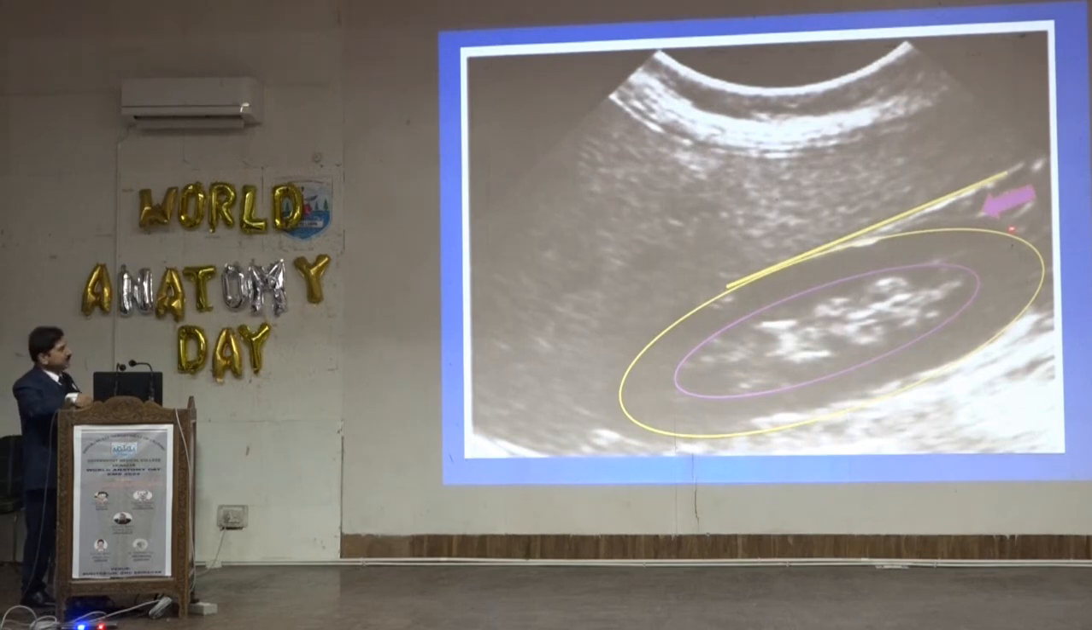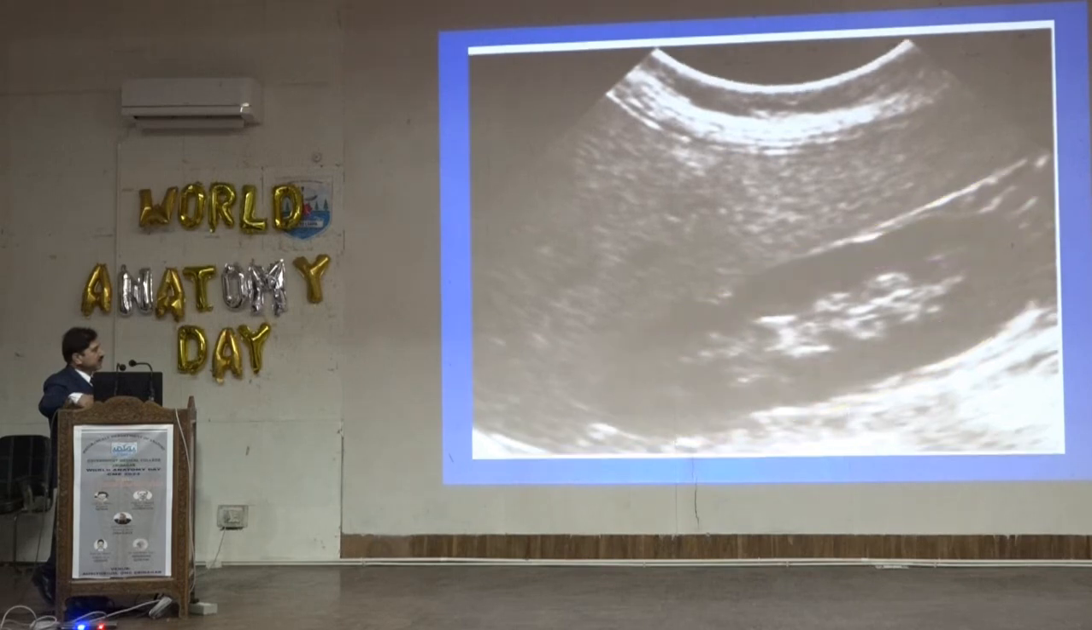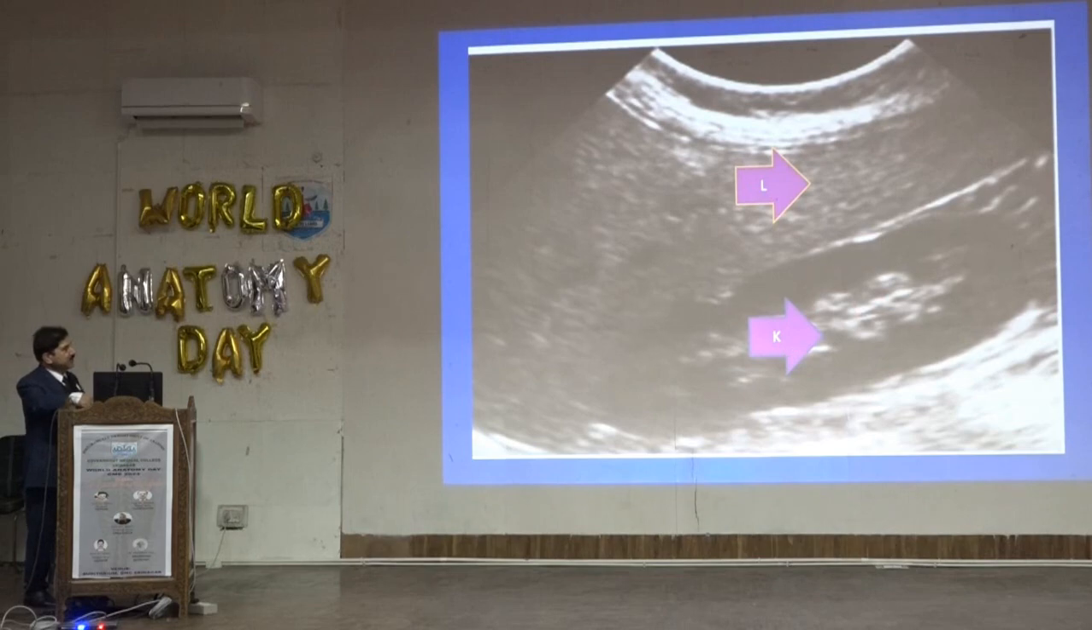In the kidney we can see both cortex and medulla. The density of the cortex and medulla varies. The medulla is hyperechogenic as compared to the cortex. So this is the left lobe of the liver, this is the right kidney, and this is the upper pole and lower pole of the right kidney. We can take measurement of the right kidney by taking pole to pole length on ultrasonography. It is 9 to 12 centimeters.